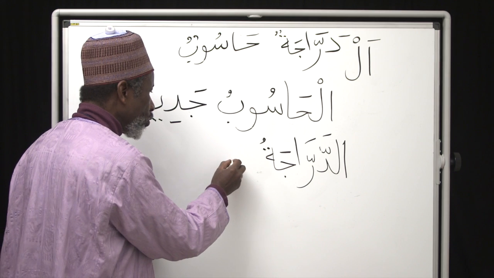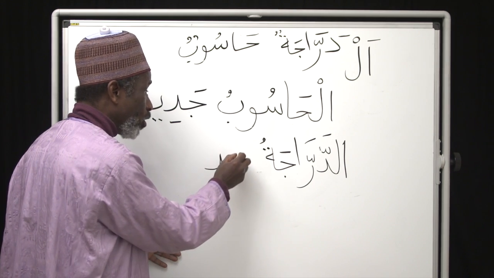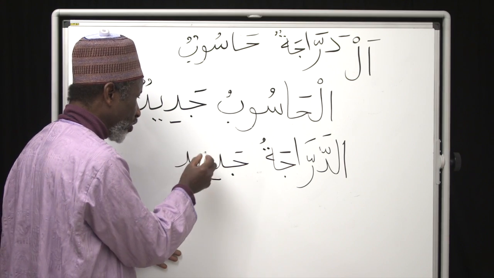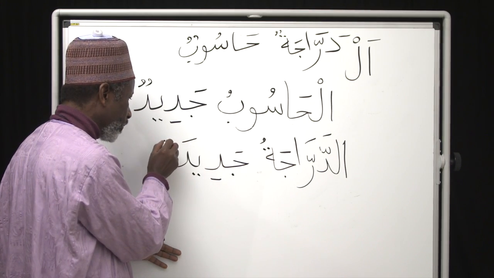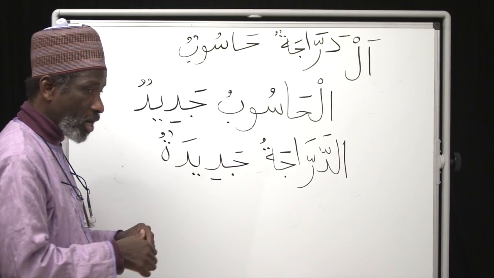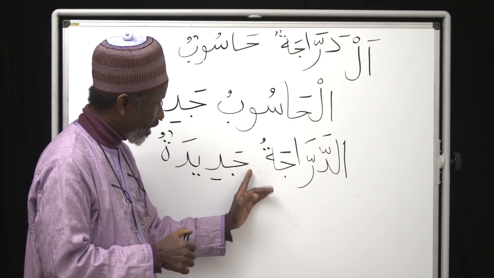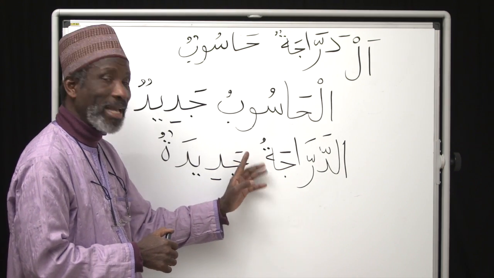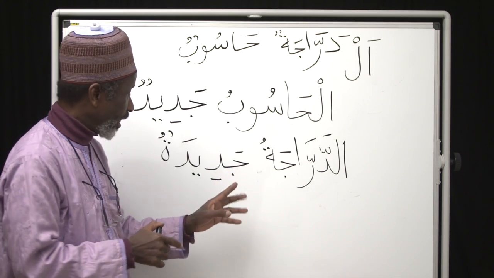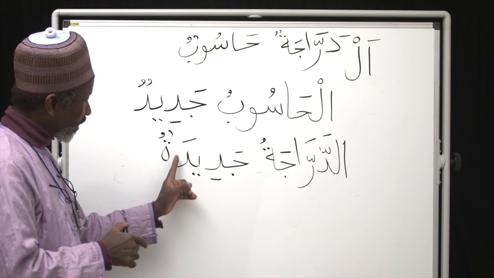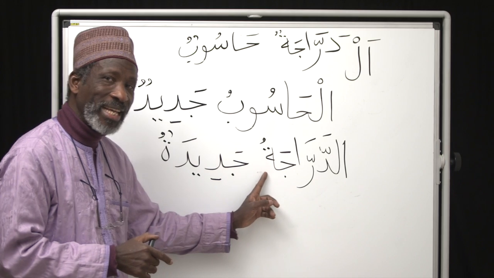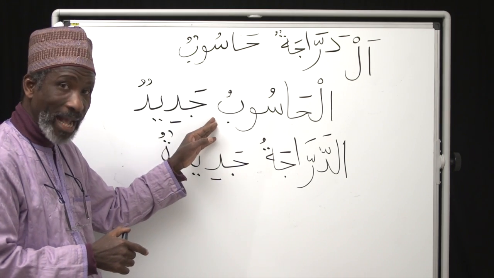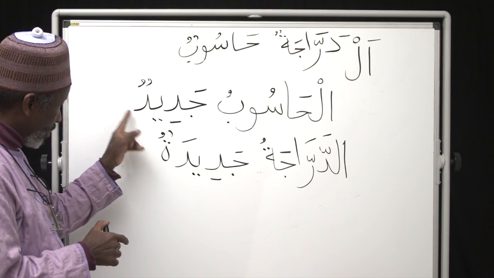I have to choose the feminine form of new and also make it indefinite. Jadidatun. Ad-darajatu, the bike. Now, because I've dropped the L here, there is an is which is embedded and implied. Jadidatun. Note that I'm still maintaining the gender. So here al-hasubu, that's masculine. Jadidun is masculine.